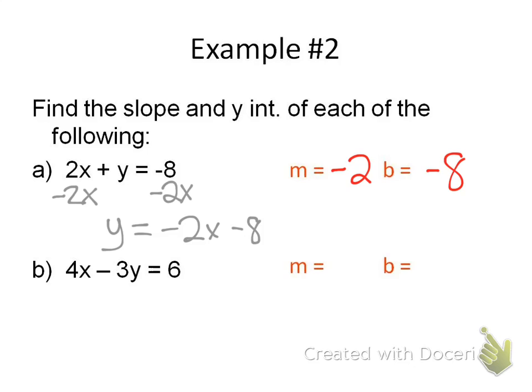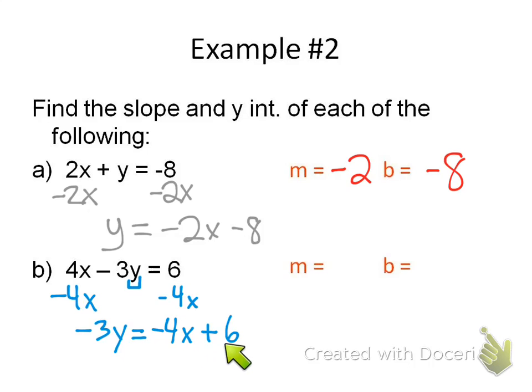What about part B? What am I going to do? I'm going to get y by itself. Yeah, you want to get rid of the x first. So I'm going to subtract 4x. So I have -3y equals -4x plus 6. Again, we always want the x term right next to the equal sign, constant on the end. Now, y is almost by itself. I have one more thing to do.